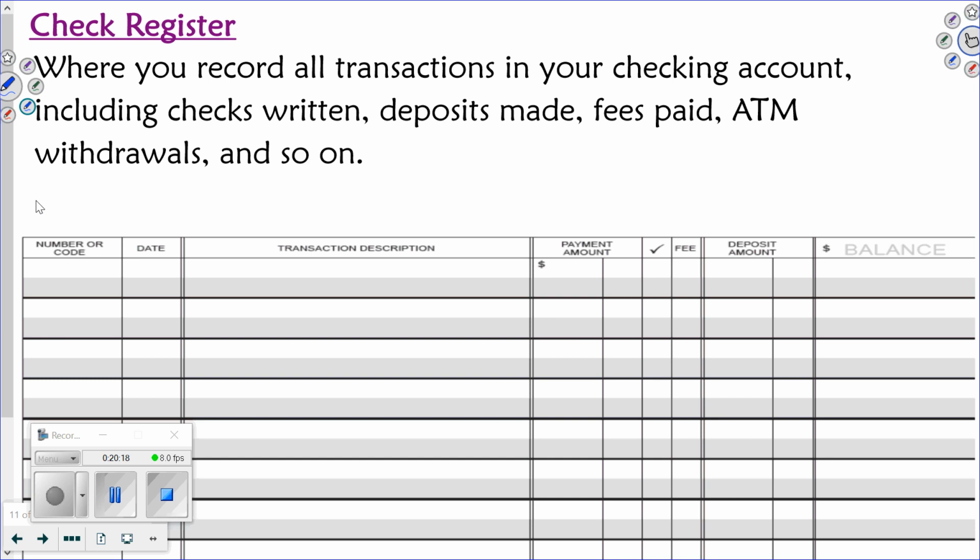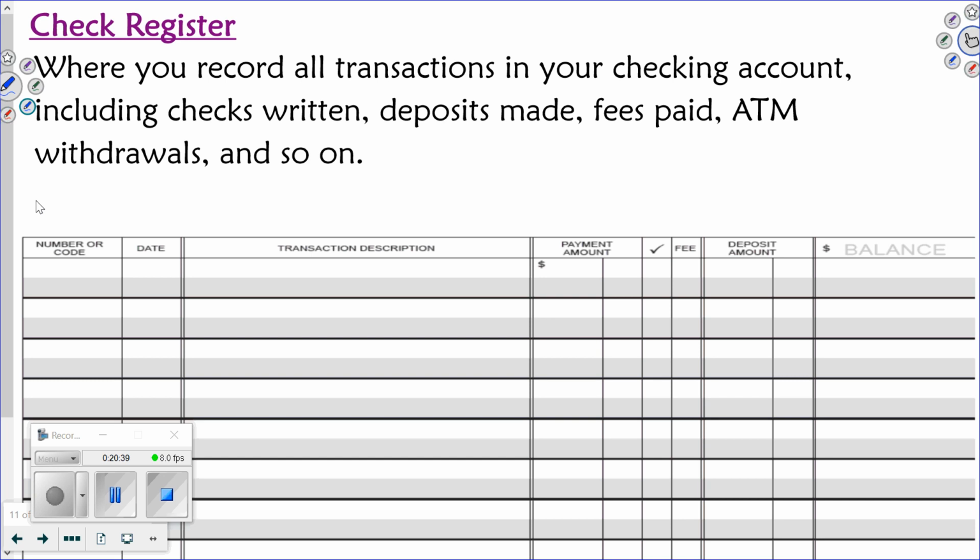It is where you record all your transactions in your checking account, including the checks written, deposits made, fees paid, ATM withdrawals, and so on. So everything that's coming in or going out of your account should be written down. Or if you're looking online at your bank account, you'll have that ongoing record. I just got on my bank this morning. I could see everything that came out and everything that went in. Okay, so this is what it looks like.